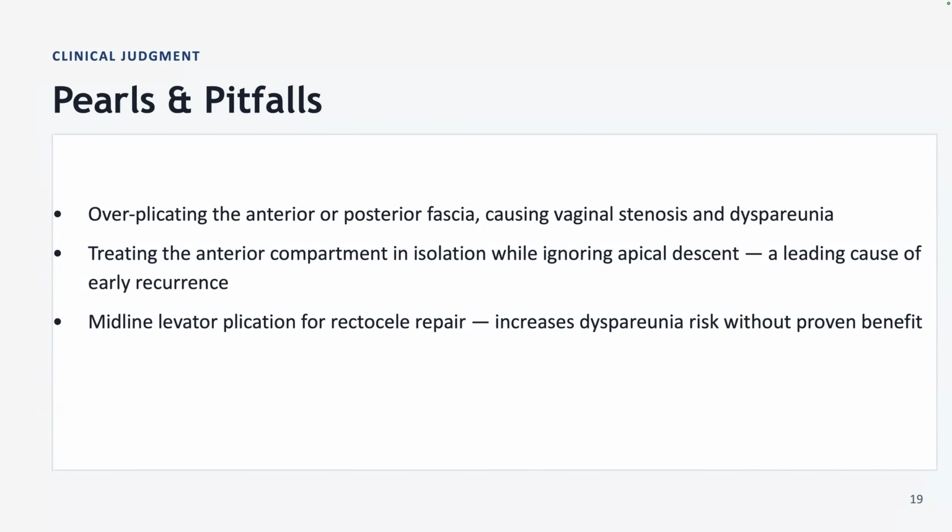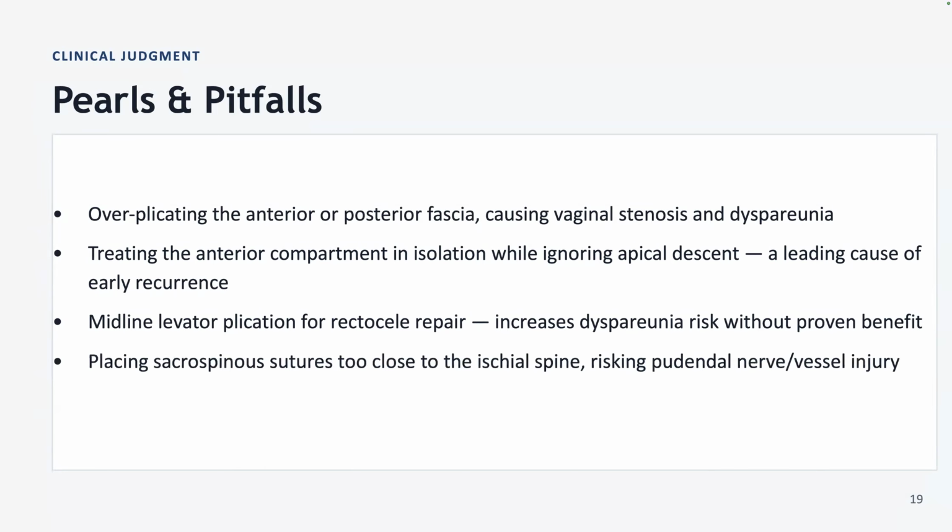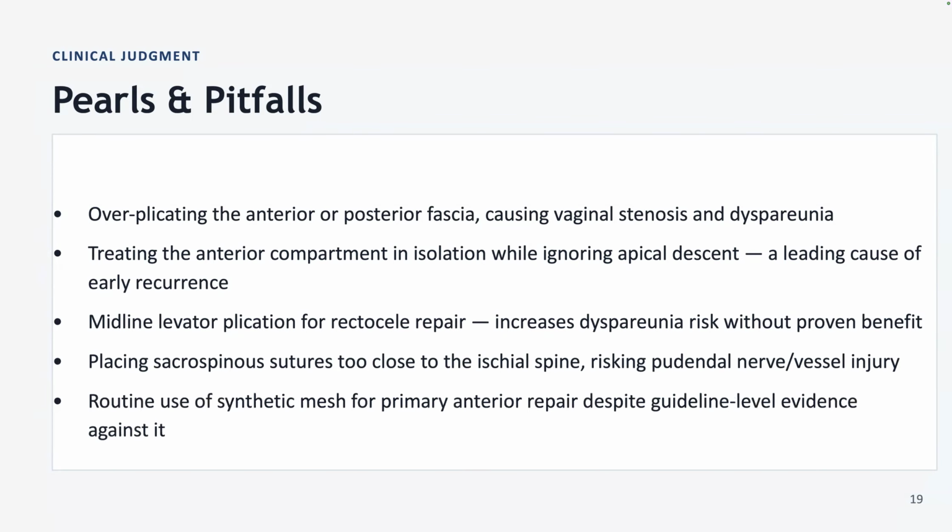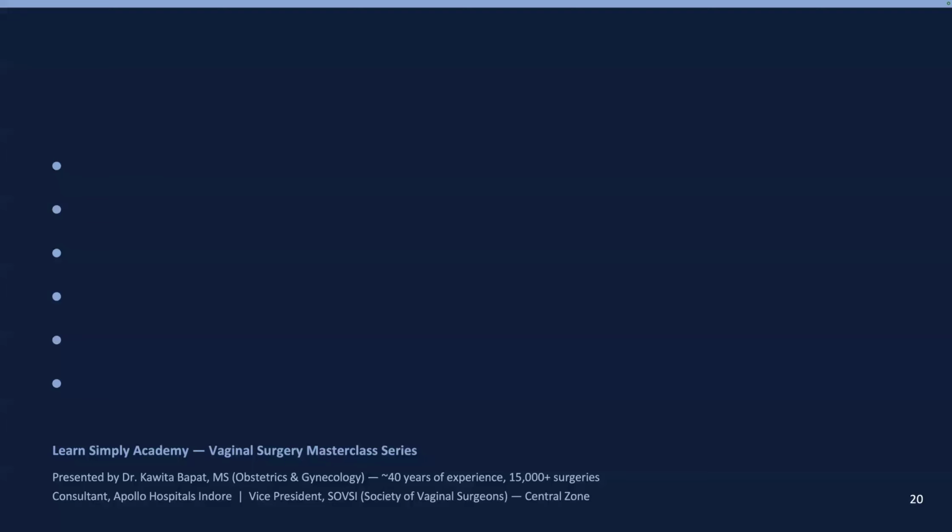Pitfalls: overplicating the anterior or posterior fascia causing vaginal stenosis. Treating the anterior compartment in isolation while ignoring the apical descent is a leading cause of early recurrence. Midline levator plication for rectocele repair increases dyspareunia. Placing the sacrospinous suture too close to the ischial spine risks pudendal nerve injury. And avoid routine use of synthetic mesh in primary anterior repair, despite the guidelines against it.